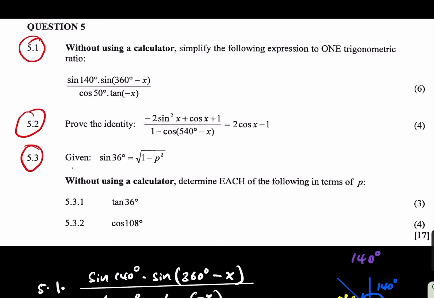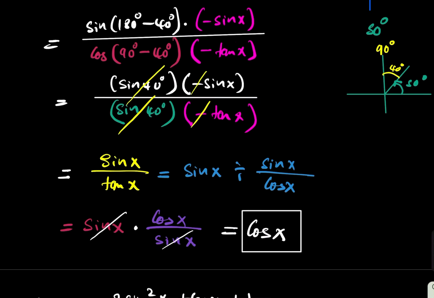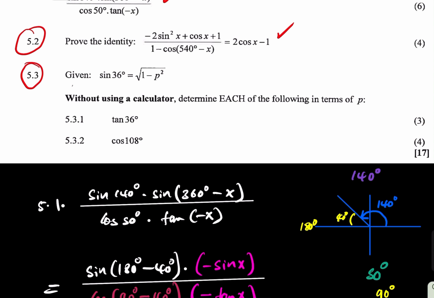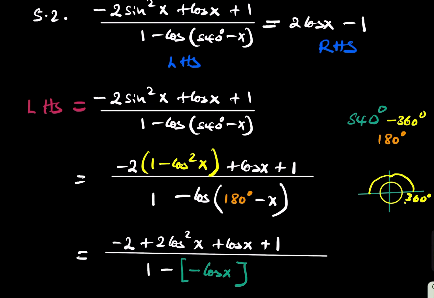5.3, we are done with this one. We're actually done. Now, we look at 5.3. They are giving you some stuff there. Let me do that. So 5.3. They are giving us that, let me check it carefully. It's sine 36 is equal to that stuff.